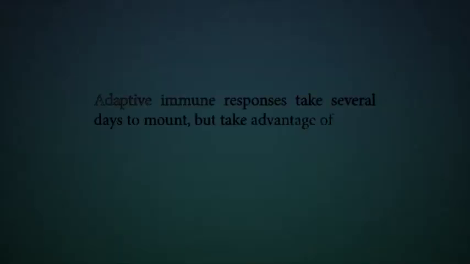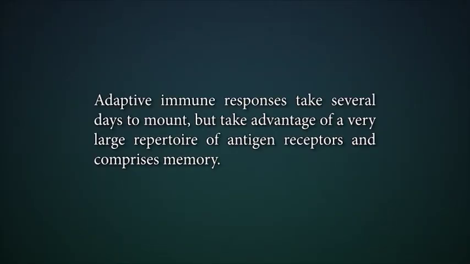Innate immune responses are early responses based on preformed cells and effector molecules with a limited repertoire of antigen receptors. In contrast, adaptive immune responses take several days to mount but take advantage of a very large repertoire of antigen receptors and comprise memory.